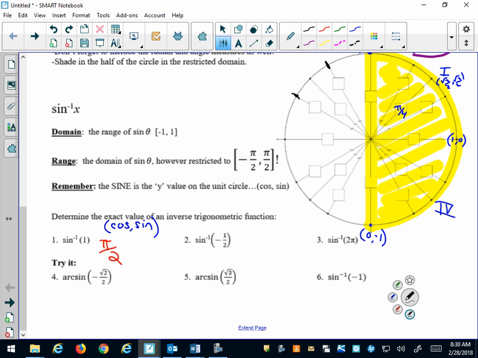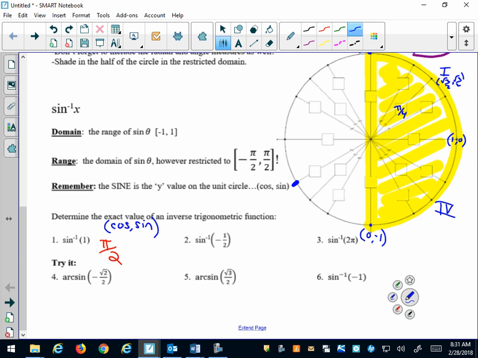But let's pretend you said this one. Right here. That one, right there, is the sine negative a half, because we go back and down negative a half. But you can't give that as an answer because it's not in this restricted domain. I'm glad you brought that up. But over here, where is the sine negative a half?